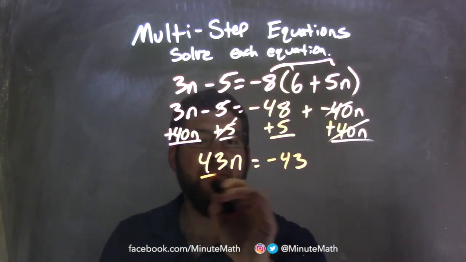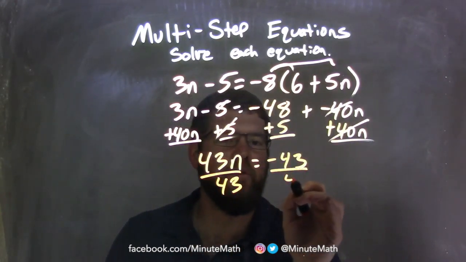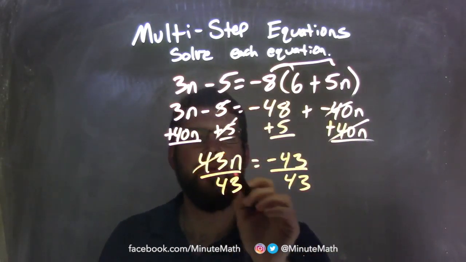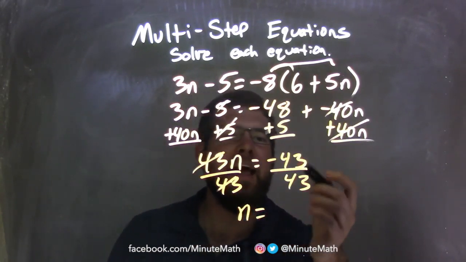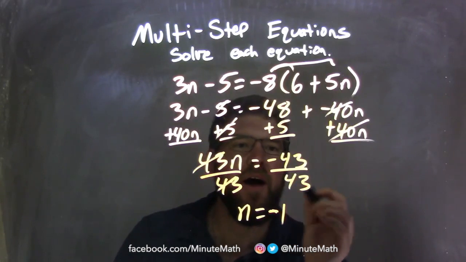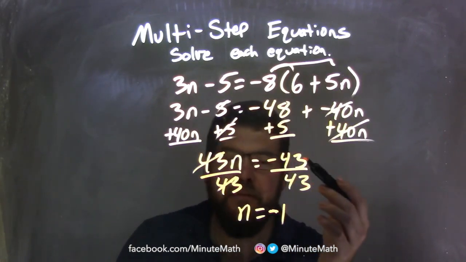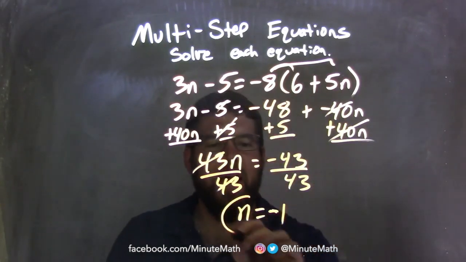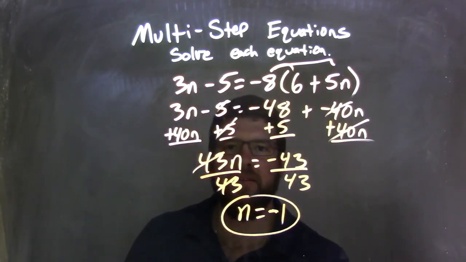Well, I'm going to divide by 43 to both sides. Don't fret, it's pretty easy now. 43's cancel, leave me with just the n. And negative 43 divided by a positive 43 is a negative 1, right? A number divided by itself is 1, and a negative divided by a positive is a negative. And so n equals negative 1 is our final answer.